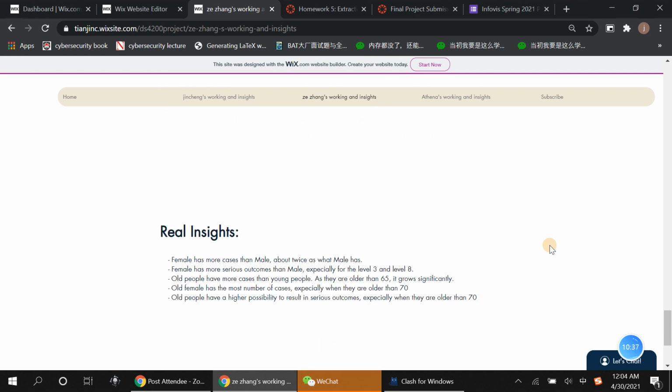After this analysis, he actually found out that females have more cases than males, about twice as many as males have. Females have more serious outcomes than males, especially for level 3 and level 8. Old people have more cases than young people; after they are older than 65, it grows significantly. Old females have the most cases, especially when they're older than 70. Old people have a higher possibility of serious outcomes, especially when they are older than 70.